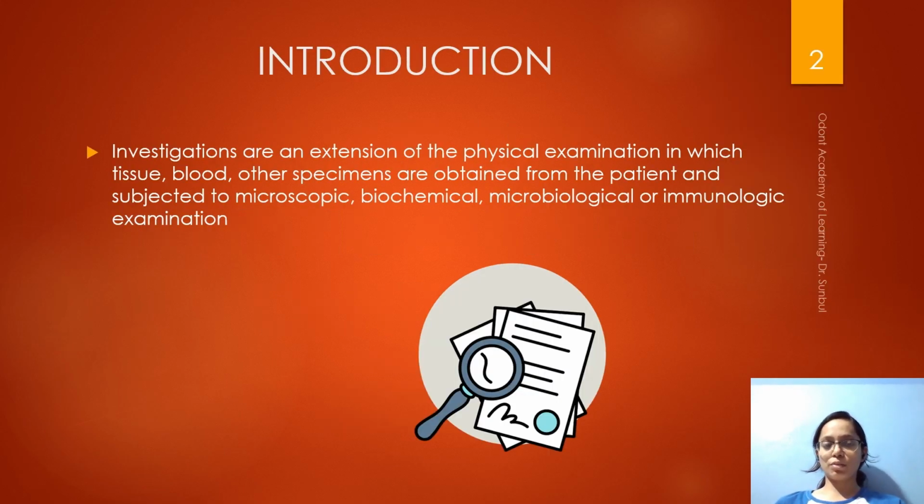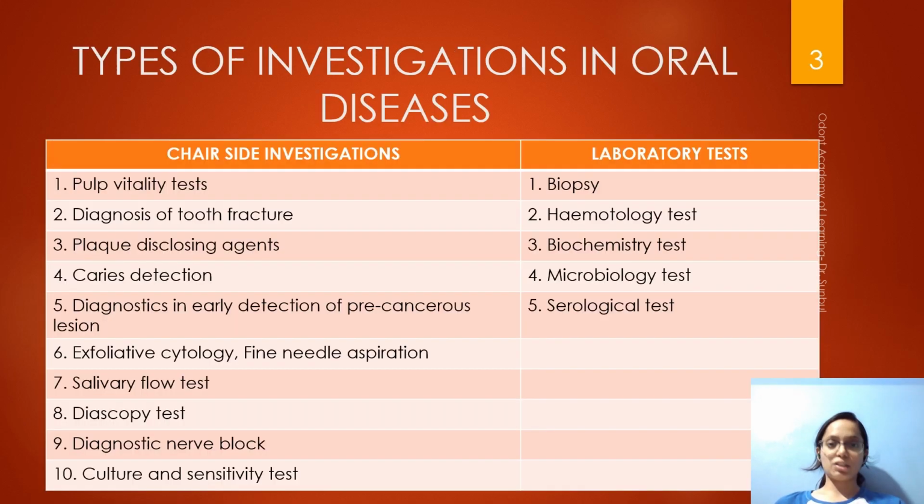Before we start the topic, we first need to understand what investigations are. Investigations are nothing like physical examinations. Here we collect tissue, blood or other specimens obtained from the patient, and then they are sent for biochemical, microbiological, microscopic or immunological examination. Then those are called investigations. Investigations can be of two types. The first one is chair-side investigations and the second one is lab tests.